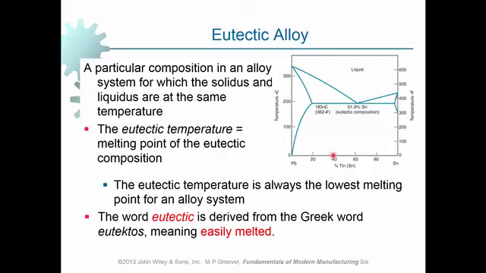Same applies to this composition, 40% tin. All the way up solid and liquid, and above this only liquid. And only for the composition of eutectic, that is 61.9, we will have either solid or liquid. And we'll never face a temperature range for which we will have solid and liquid present at the same time.